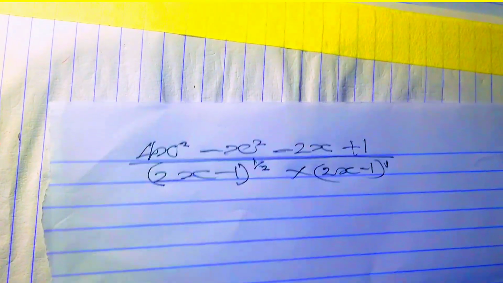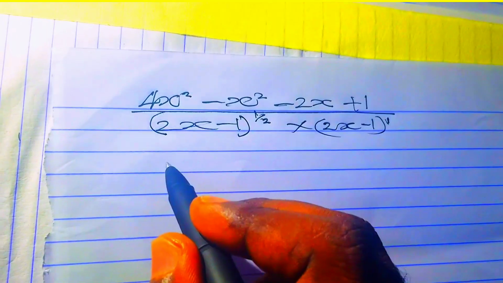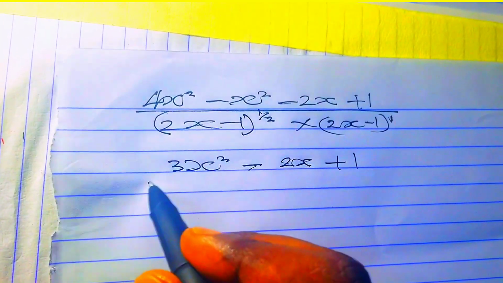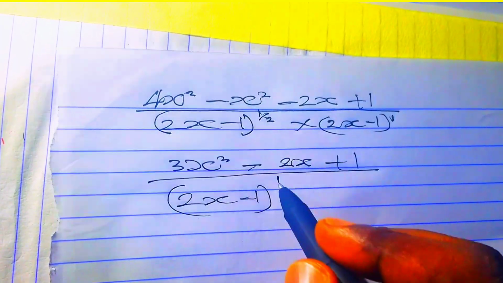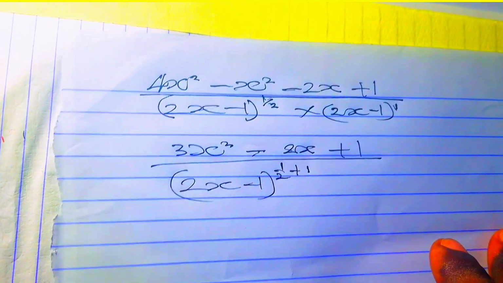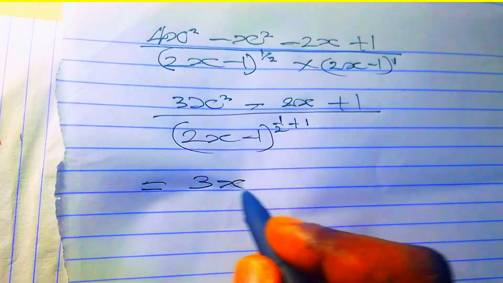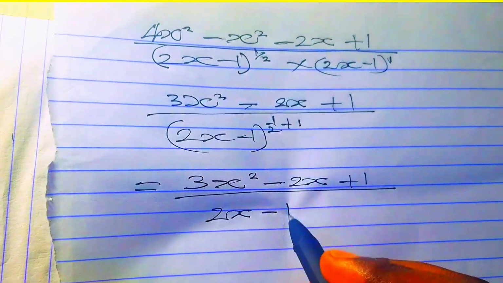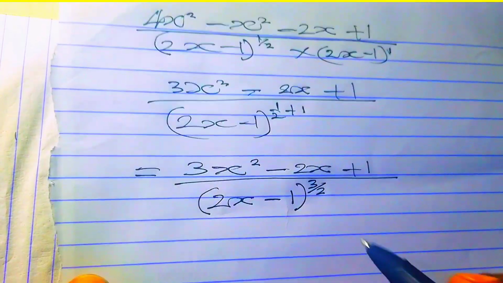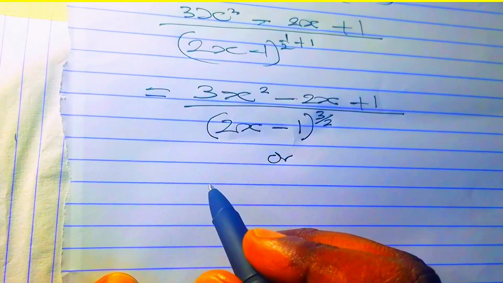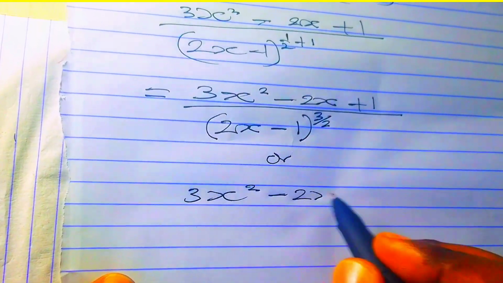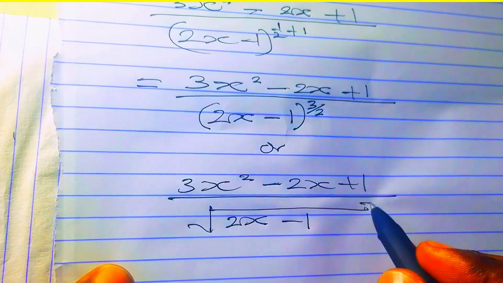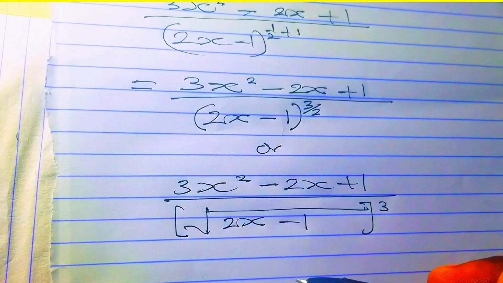And then we take it further, writing 4x squared minus x squared, and this gives us 3x squared minus 2x plus 1. And then everything comes to 2x minus 1 raised to the power of 1 over 2 plus 1. And of course, that's one of the laws of indices there. So finally, we can present our answer this way: 3x squared minus 2x plus 1, everything over 2x minus 1 raised to the power of 3 over 2. And of course, this answer can as well be presented as 3x squared minus 2x plus 1 over the square root of 2x minus 1 raised to the power of 3. So this can also be presented this way.